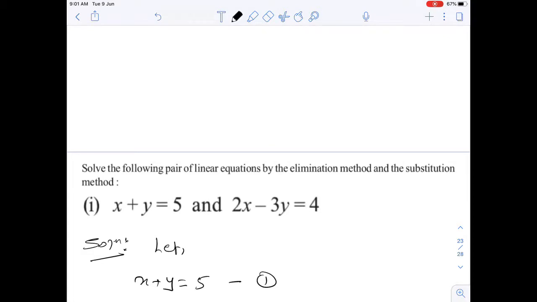Now in this way you can easily solve. I am going to solve some more examples. These examples are homework for you. Just start, I am going to write over here.